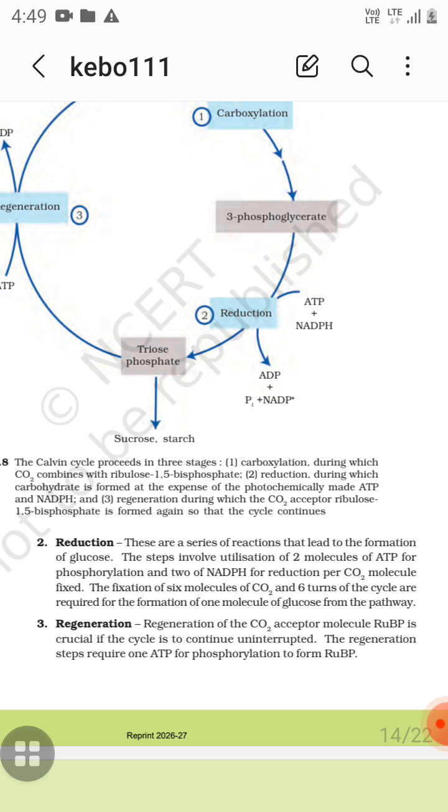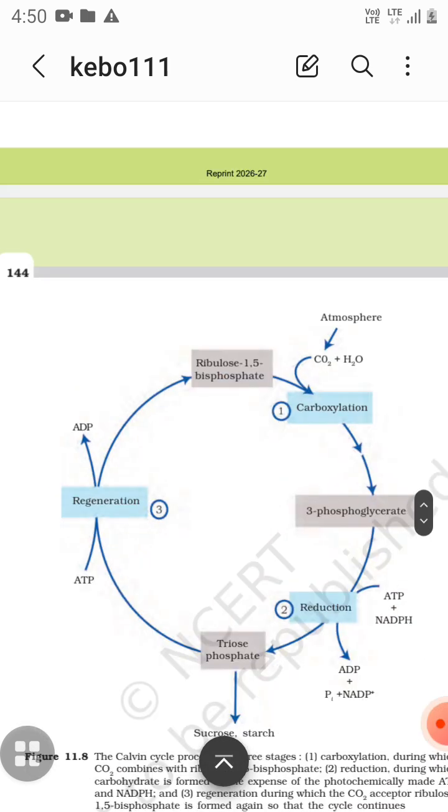Now in this stage, 2 molecules of ATP for phosphorylation and 2 molecules of NADPH for reduction are needed per CO2 molecule fixed. So for one CO2 molecule, 2 ATP and 2 NADPH are needed in the reduction process. Remember this. So this was about the reduction stage of the Calvin cycle.